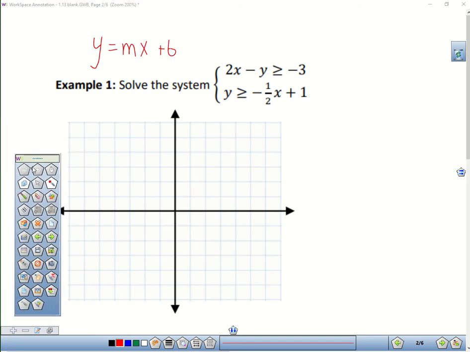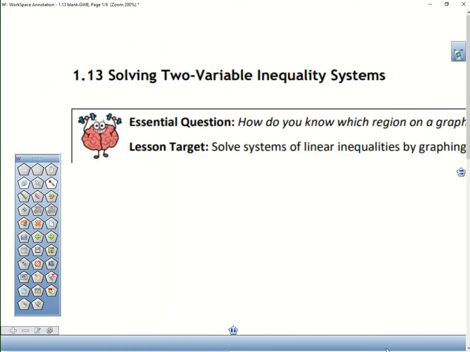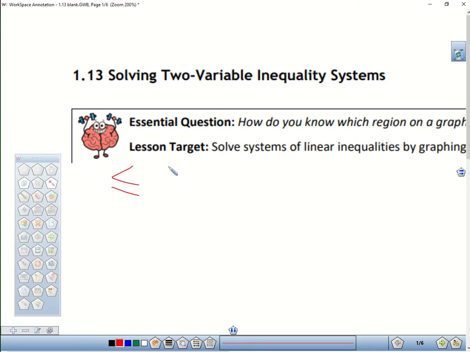Now, before we do any of this, I first want to mention, and I'll put it on the last slide actually, and this will make sense as we go through the lesson. But if you have less than or equal to, greater than or equal to, you use a solid line. And then if you have less than or greater than, you use a dashed or dotted line.